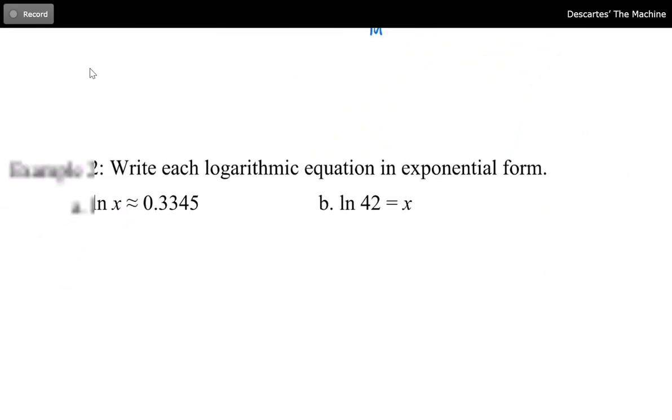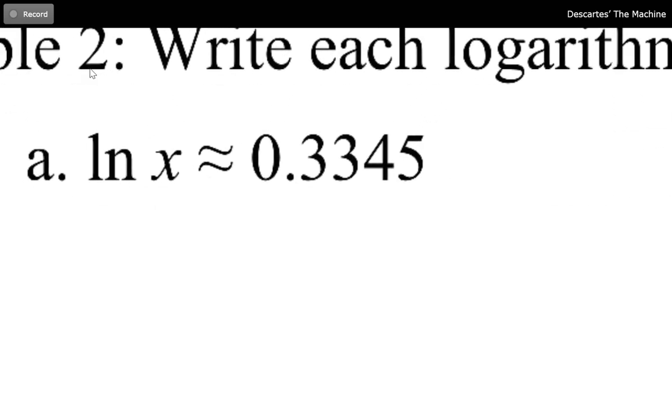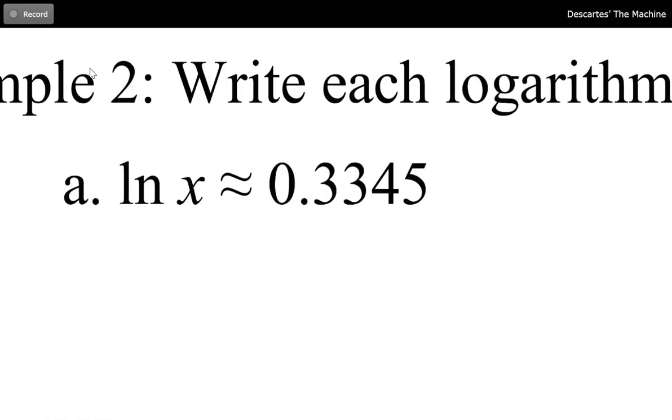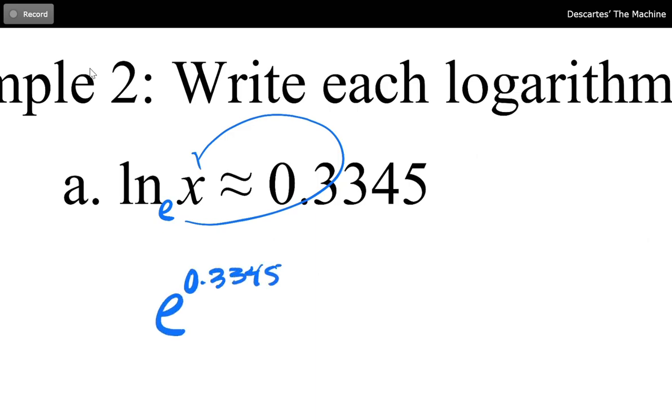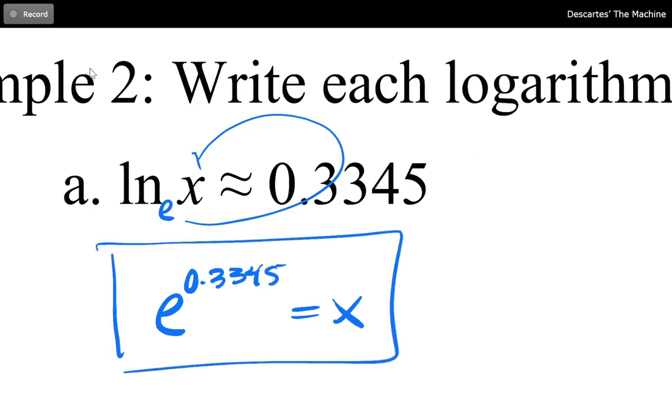Example number 2, write each logarithm equation in exponential form. Okay, so I'm just going to rewrite this in exponential form. What's the base? Base is e. So just do the log loop, all right? So e to the 0.3345 is equal to x. There we go. Done with that.